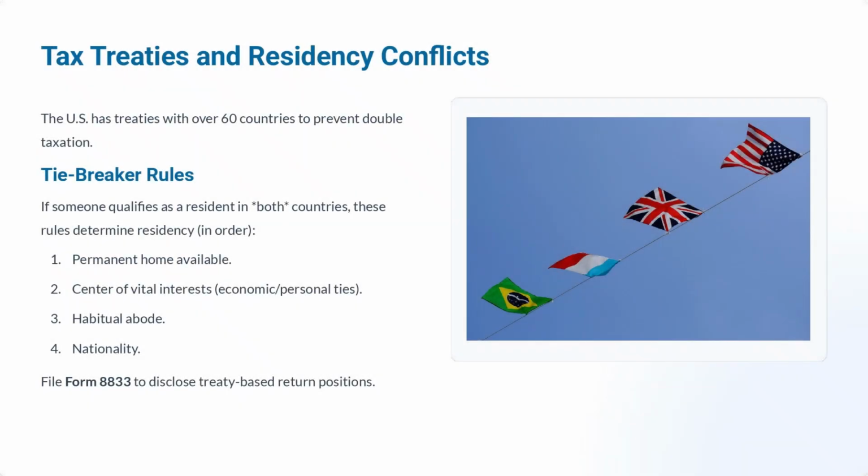Tax treaties and tiebreaker rules. When two countries claim the taxpayer as a resident simultaneously, tax treaties come into play. Tiebreaker rules determine residency by looking at: Number 1. Permanent home. Number 2. Center of vital interests. Number 3. Habitual abode. Number 4. Nationality. Number 5. Mutual agreement of tax authorities. If a taxpayer uses a treaty position, they must file Form 8833.